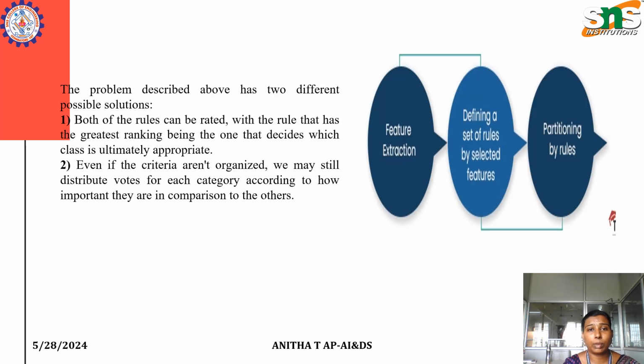The problem described above has two different possible solutions. One is feature extraction, defining a set of rules by selected features, partitioning by rules. The other is that the rules can be rated, with the rule that has the greatest ranking being the one that decides which class is ultimately appropriate. Even if the criteria aren't organized, we may still distribute votes for each category according to how important they are in comparison to the others.